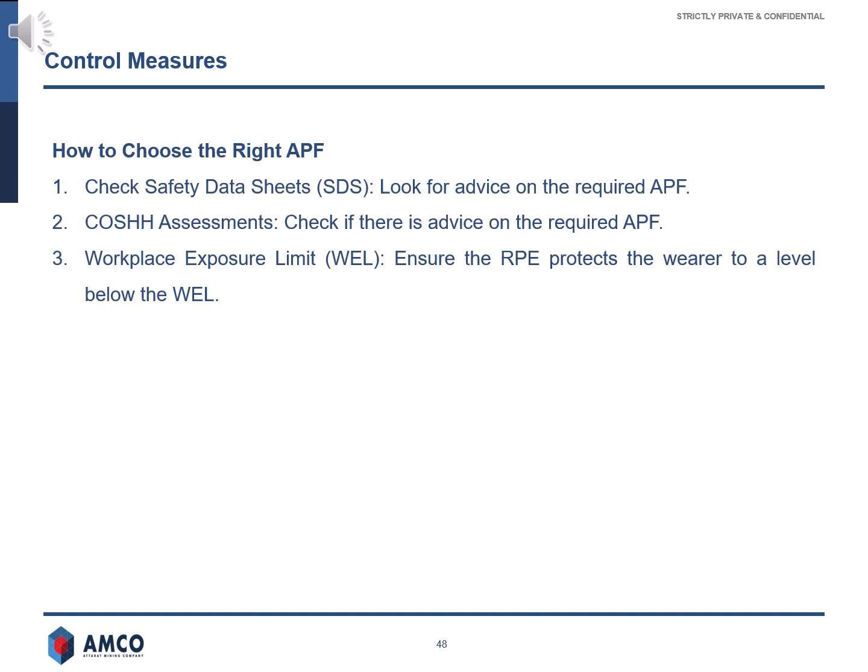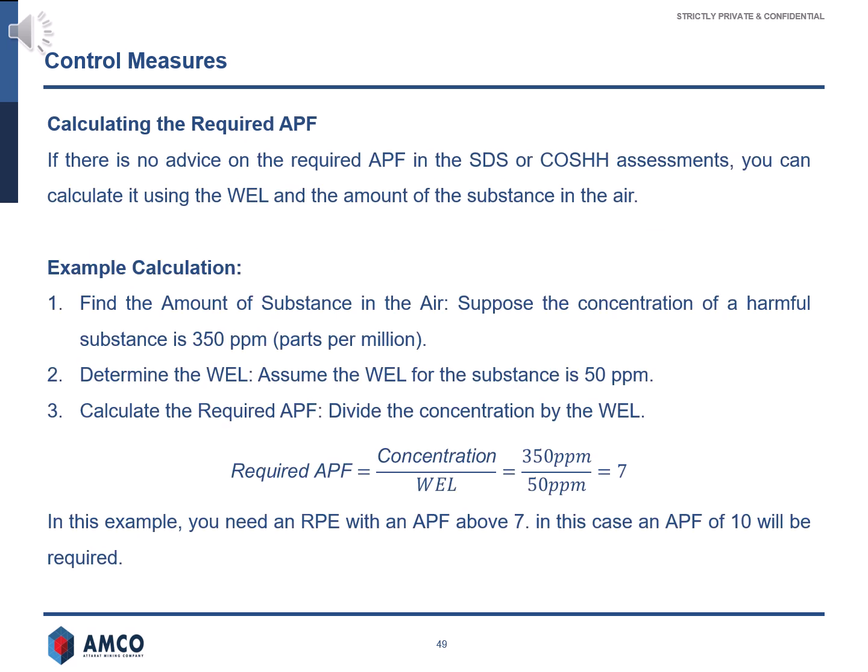How to choose the right APF. Check safety data sheets, SDS. Look for advice on the required APF. COSHH assessments, check if there is advice on the required APF. Workplace exposure limit, WEL. Ensure the RPE protects the wearer to a level below the WEL. Calculating the required APF. If there is no advice on the required APF in the SDS or COSHH assessments, you can calculate it using the WEL and the amount of the substance in the air.